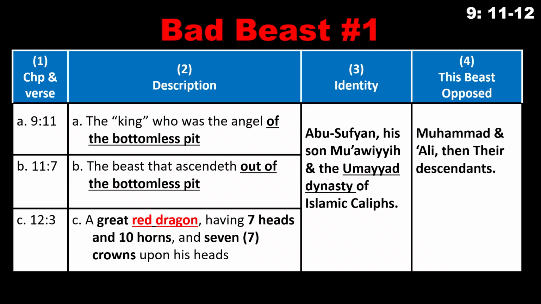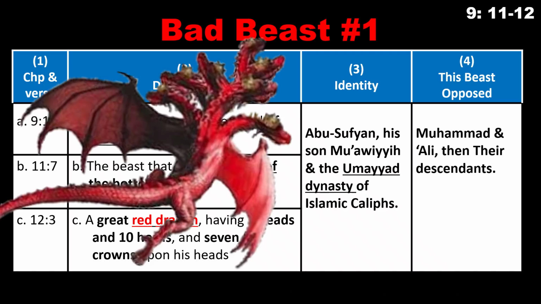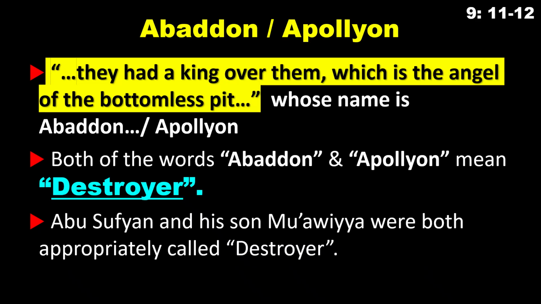Now, if we look in column 4, you can see that this beast opposed Muhammad and Ali at first, then continued their persecution of the descendants of Muhammad through Muhammad's daughter Fatima and her husband Ali. And remember, beast number 1 is the great red dragon. Verse 11 introduces what is termed the name of this angel and king of the bottomless pit. The name is Abaddon in Hebrew and Apollyon in Greek. Both of these words mean destroyer. Abu Sufyan and his son Muawiyah were appropriately called destroyer. Their anti-spiritual takeover of the largest faction of Islam, indeed they helped split the faith in two, was very much destruction of the spiritual foundation of it.